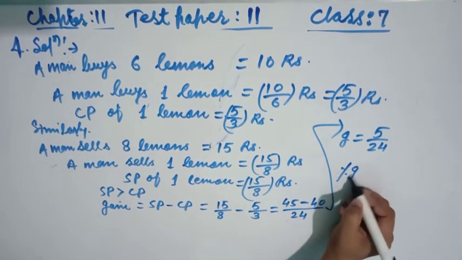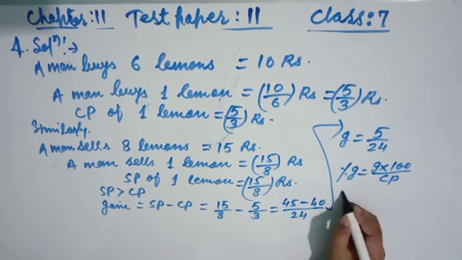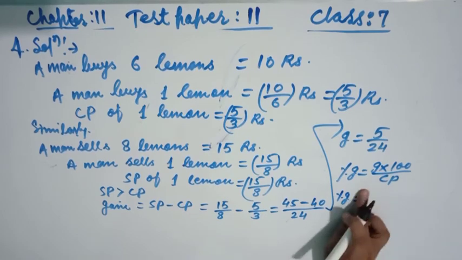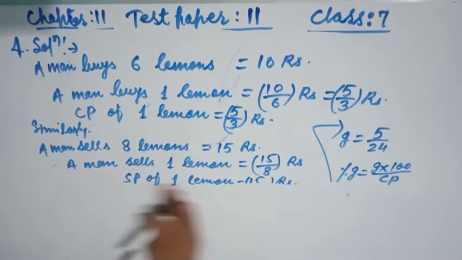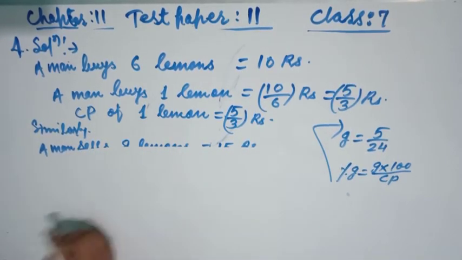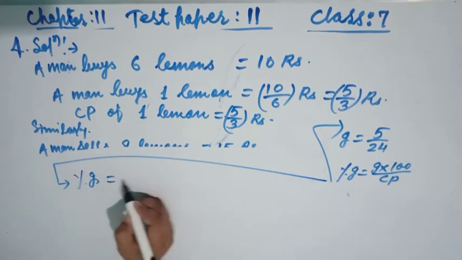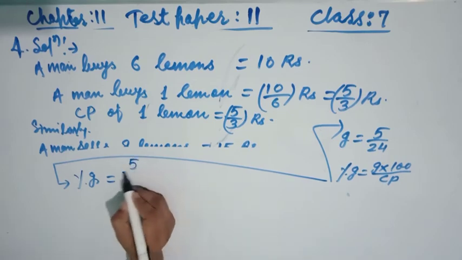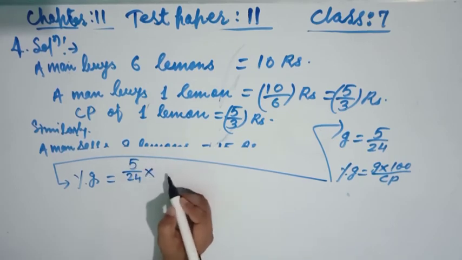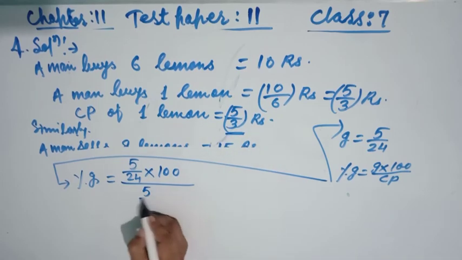So the percentage gain is equal to gain multiplied by 100 divided by CP. Here, the percentage gain is equal to gain, which is 5 by 24, multiplied by 100, and divided by CP. The CP is here, friends, this is CP 5 by 3.